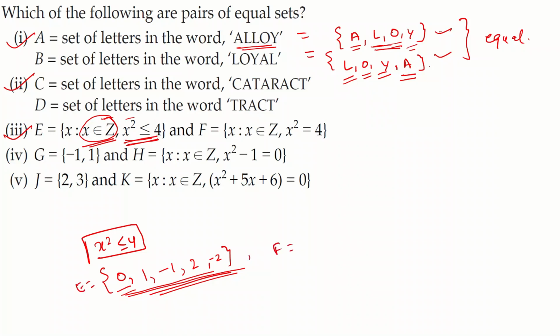Now let's see how F is looking like. So F is the set of all those numbers that are integers and x square is equal to 4. So there are only two possibilities, 2 and minus 2, right? Because these are the only two numbers which on being squared give you 4, exactly 4. It's not saying less than 4 or greater than 4. They have to be exactly 4. So these are the only two possibilities. So E and F are not equal sets.